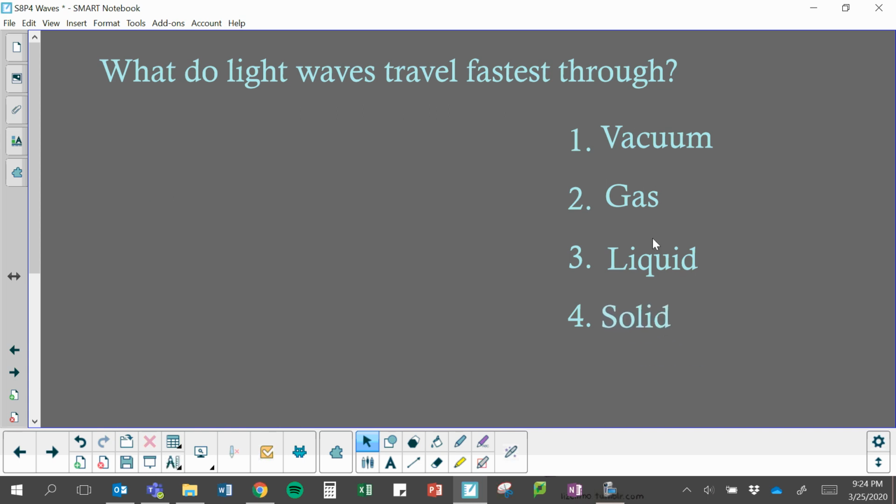So this is backwards from what sound is. And that's because the particles actually get in the way of our light because our photons are not atoms, so they are smaller so that they're able to go through. So the particles and atoms in the air are just going to get in the way.